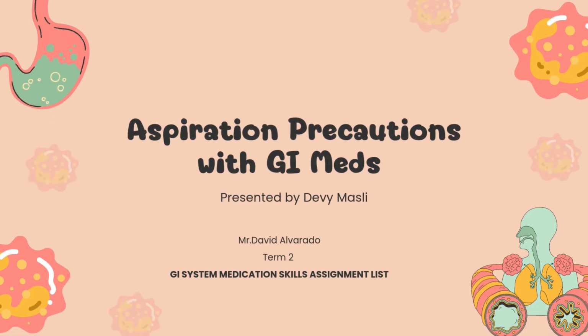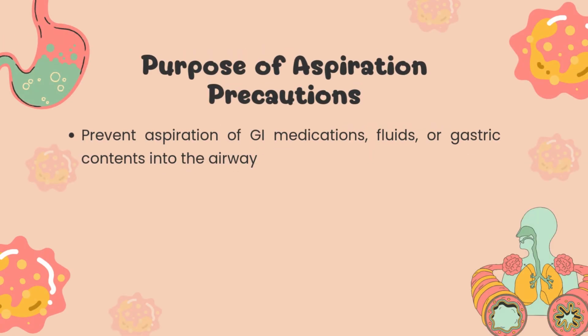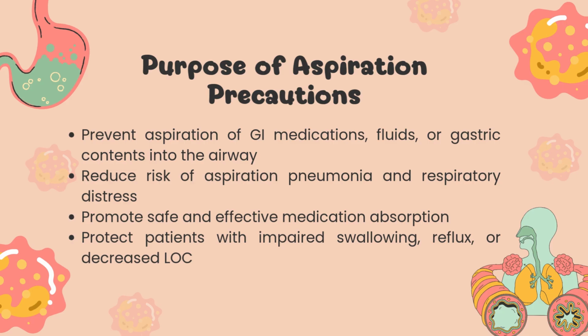My project is on aspiration precautions with GI meds. The purpose of aspiration precautions is to prevent aspiration of GI medication, fluids, or gastric contents into the airway, reduce risk of aspiration pneumonia and respiratory distress, promote safe and effective medication absorption, and protect patients with impaired swallowing, reflux, or decreased LOC.